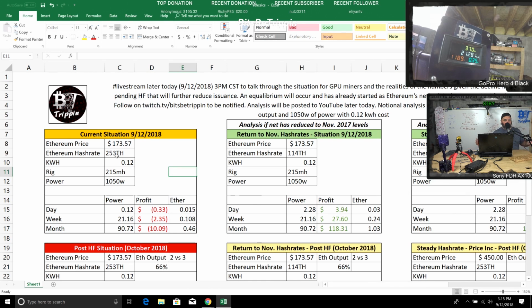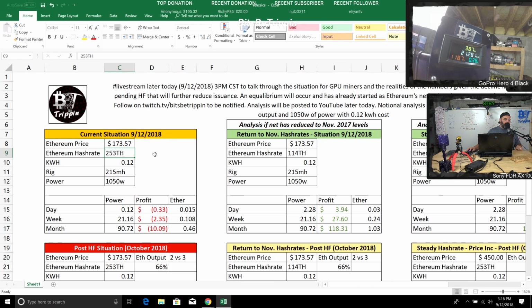Now, we all know that some pools have better luck than others, and they'll have a good month and then a bad month. But for just calculation purposes, let's look at the detail here. A 7-card rig optimally configured is about 1,050 watts of power. You can get it down to about 950, but let's just say your power is a little higher. And if you are paying 12 cents a kilowatt hour right now, you are not profitable today for that rig with the current ETH hash rate.